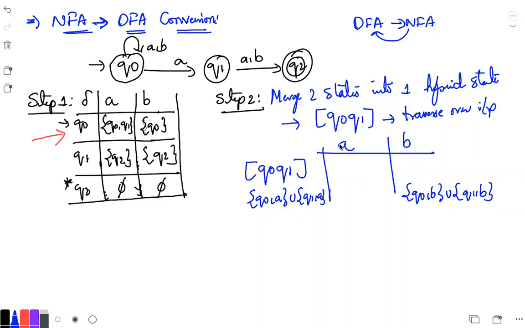So what is Q0 on A? Q0 on A is Q0 Q1. What is Q1 on A? Q1 on A is Q2. The same, Q0 on B is Q0, union Q1 on B. Q1 on B is Q2. All of you clear with step 2?